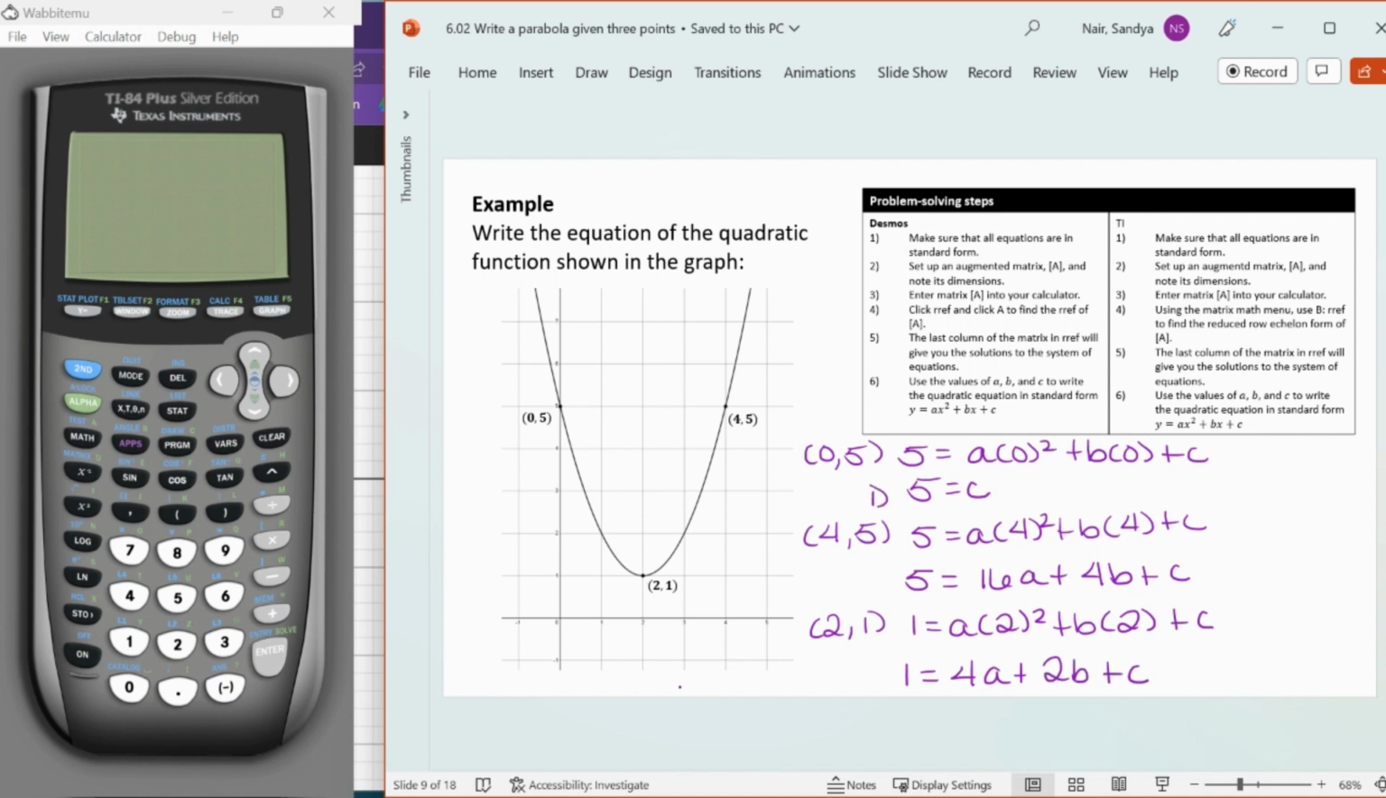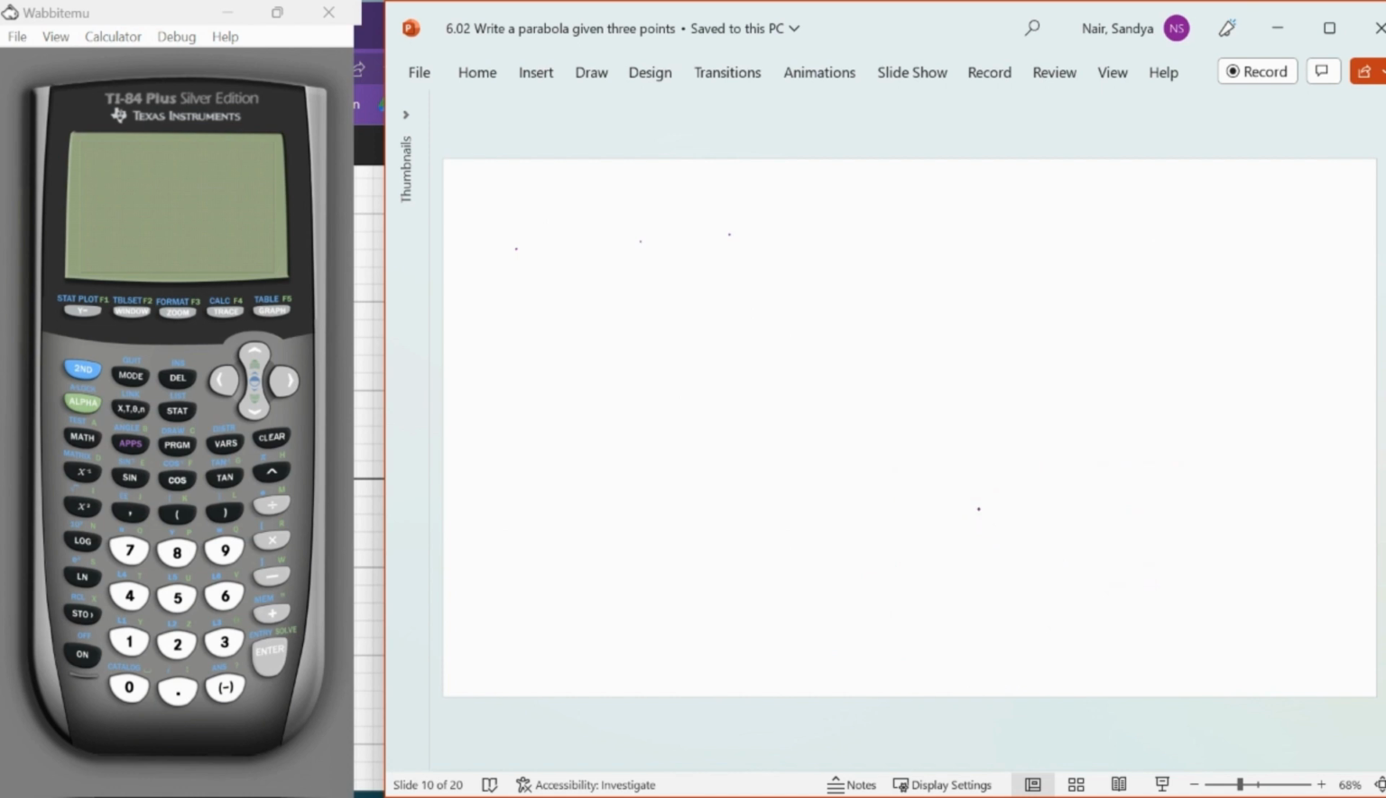So I have equation 1, equation 2, and equation 3. Okay, so now I'm going to rearrange these equations a little bit because remember, I need my equations to be in standard form when I'm setting up my matrix. So for example, this 5 equals c, I'm going to rewrite that equation 1 as 0a plus 0b plus 1c is equal to 5. Okay, and the reason I did that is because we need to account for those a and b terms, and so since they're not there, we just put them in as 0 terms.